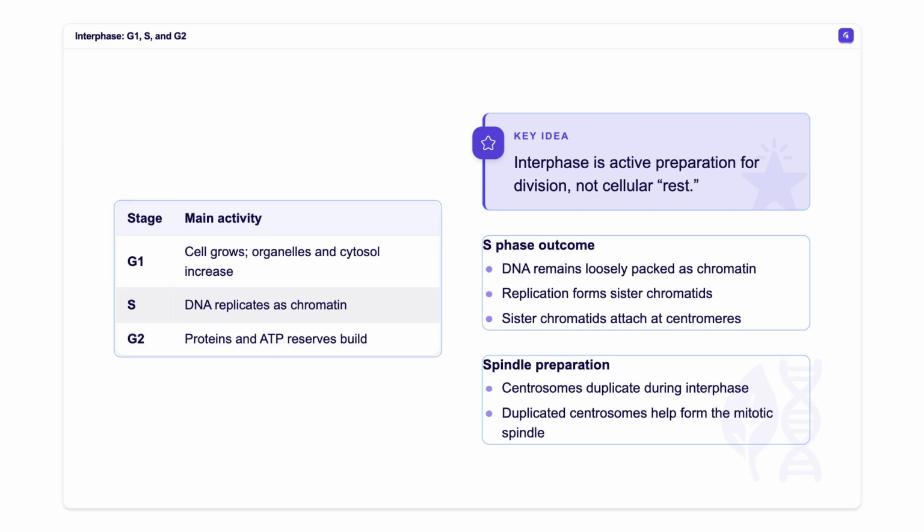So, think of interphase as a three-part preparation sequence. Grow in G1, copy DNA in S phase, and stock up and organize in G2. Next, we will see what it means when cells step out of this cycle instead of continuing toward division.